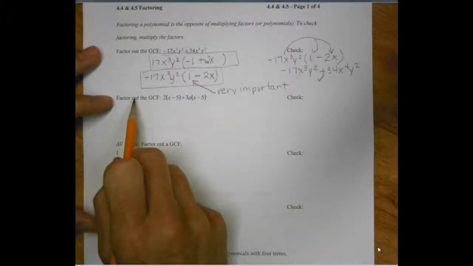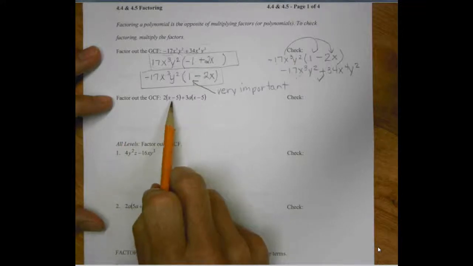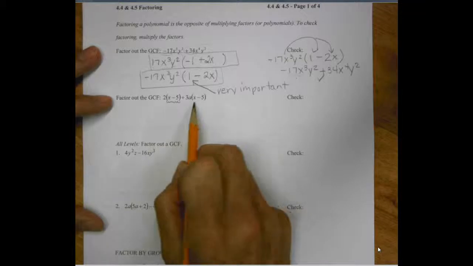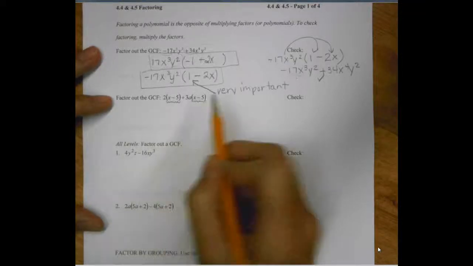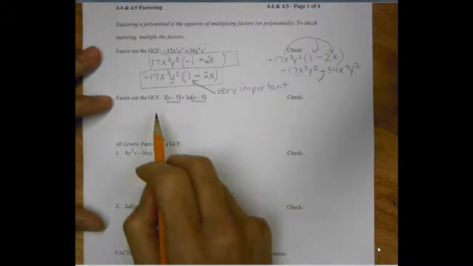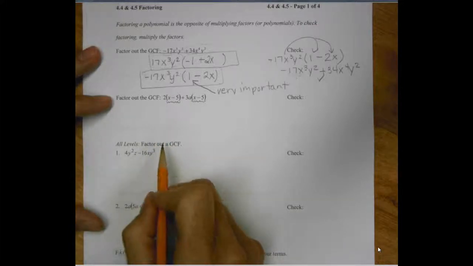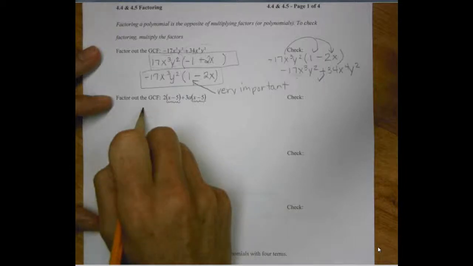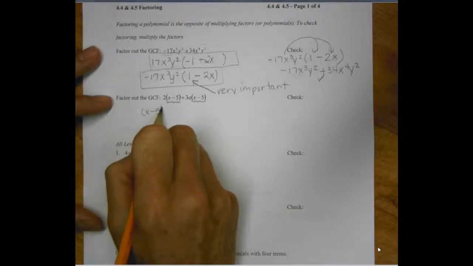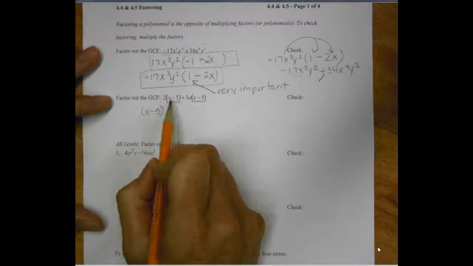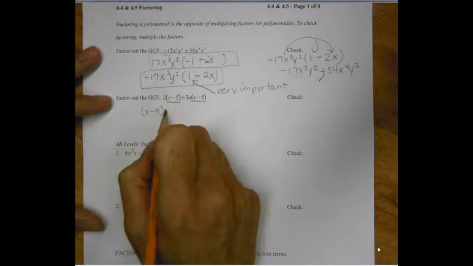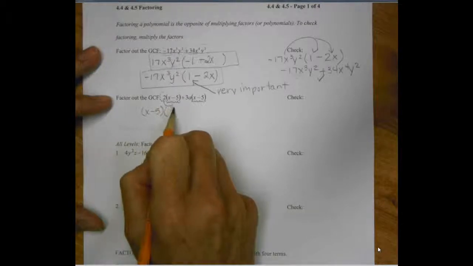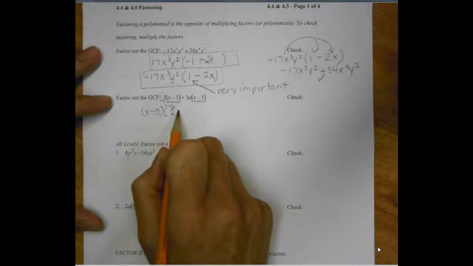Now, the next problem is partially factored, and I want you to see that this x minus 5 is the same on both terms. The 2 and the 3a are not the same, so my greatest common factor actually can be a quantity of x minus 5, and if I pull that out, if I divide each of these by that x minus 5, what I have left is just this 2 here, and the 3a.